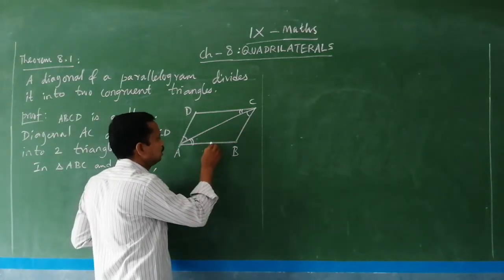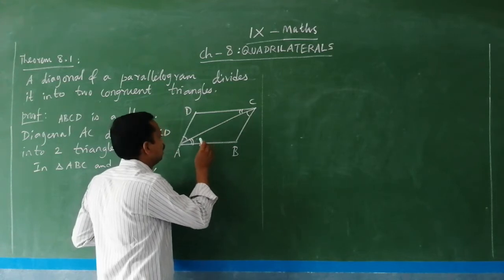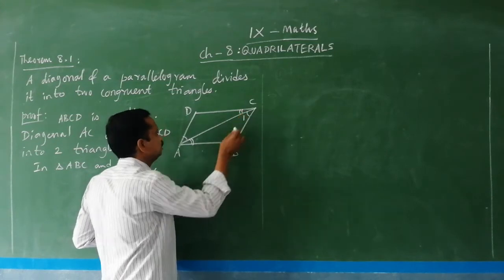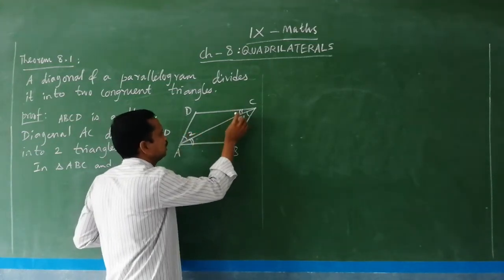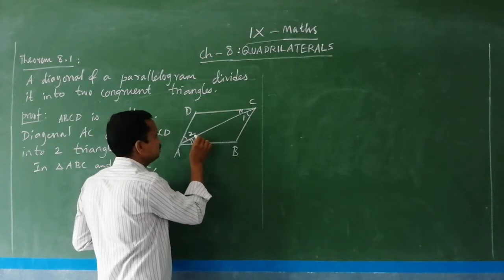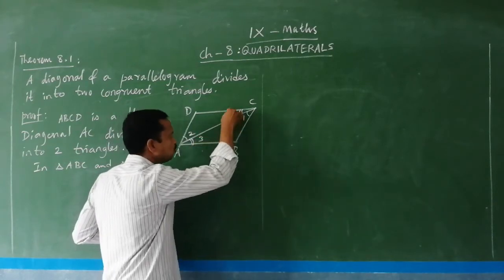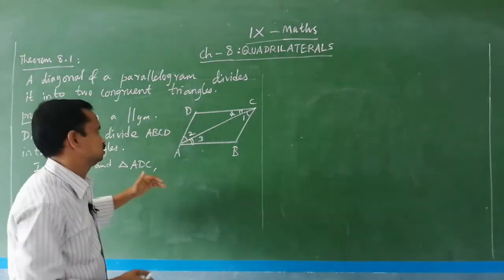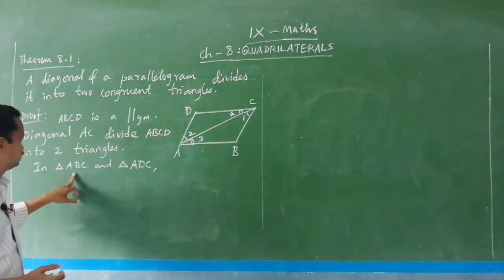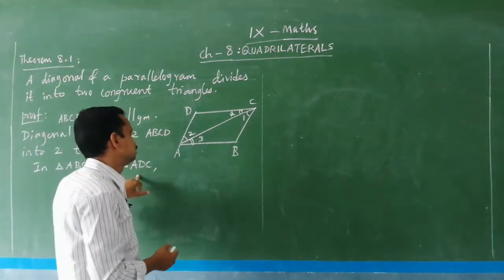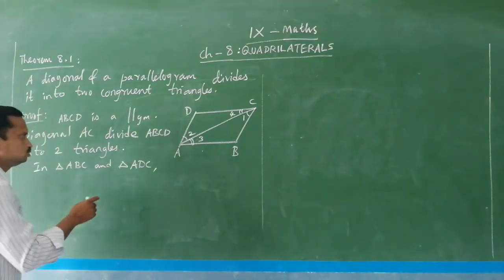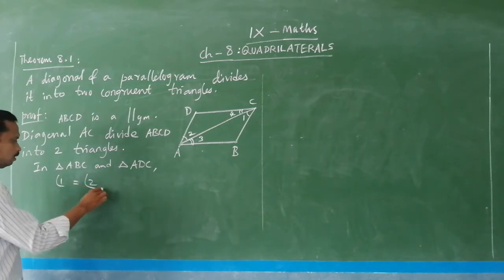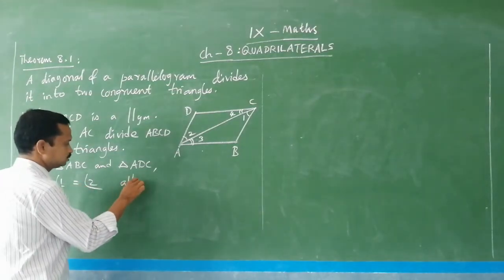So, you see in these two triangles, since it is a parallelogram, if these two are the parallel sides and this is the transversal, then we can say this angle 1 is equal to angle 2 and this angle 3 is equal to angle 4. I am naming the first triangle first and then the second triangle. First triangle I have taken as ABC and then ADC. So, you see in these two triangles, angle 1 equal to angle 2 because alternate angles.